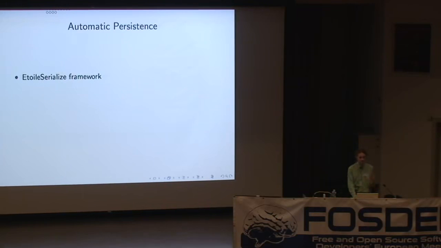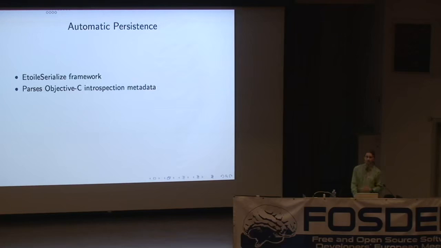We can also do some fun stuff like automatic persistence. We have this Étoilé serialization framework. And one of the nice things about Objective-C is that it has introspection metadata everywhere. So for every object, you can enumerate all of the methods that it has, what their types are. You can enumerate all of the instance variables, what their types are. You can see its superclass, all of that stuff.